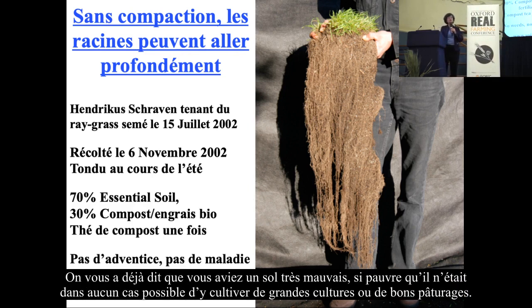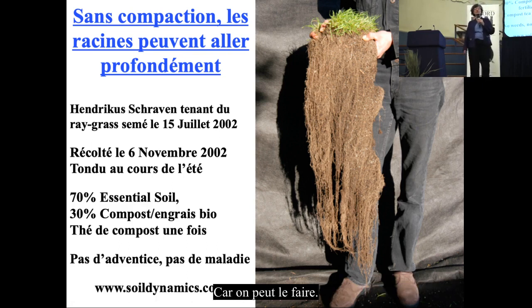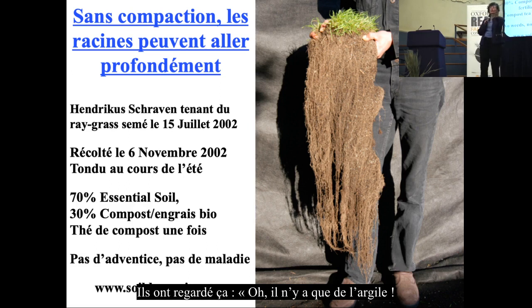If you've ever been told you've got really bad soil, so poor, your soil's so poor that you cannot possibly grow row crops or good pastures, it's complete and total, excuse the French here, bullshit. Because we can. I have quite often taken USDA Extension Service agents out to a farm that I've started to work on and asked them to tell me what is the soil, what is the sand, silt, clay fractions in this soil. They'll look at it, oh, this is pure clay.